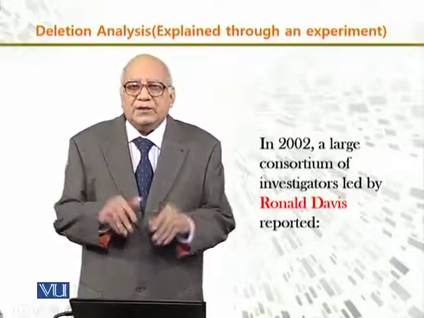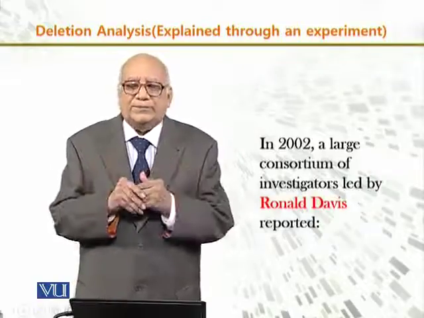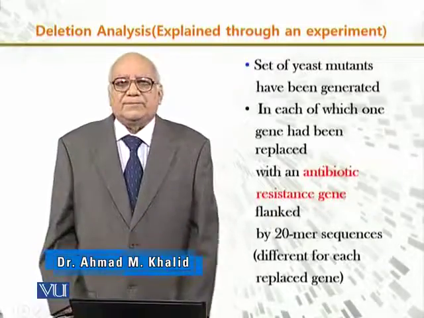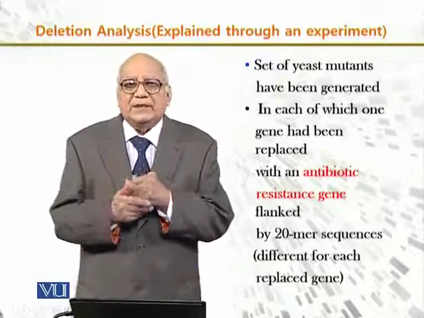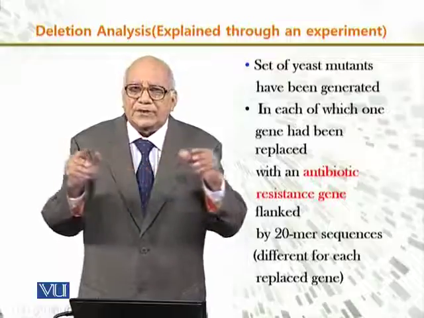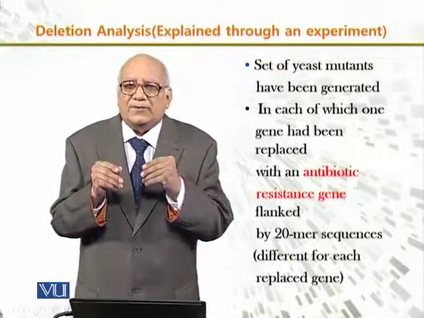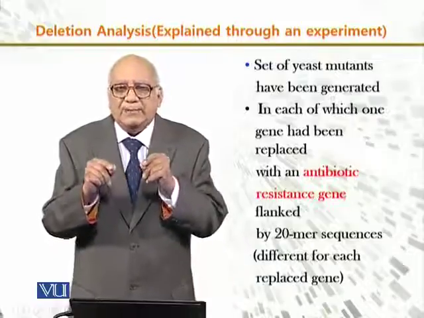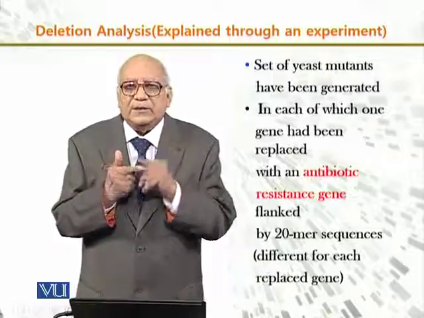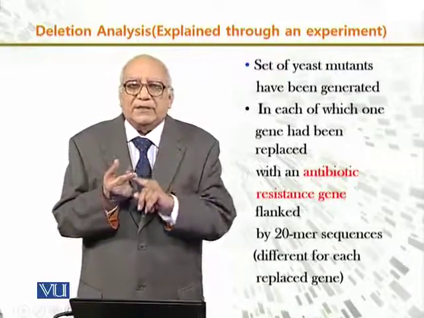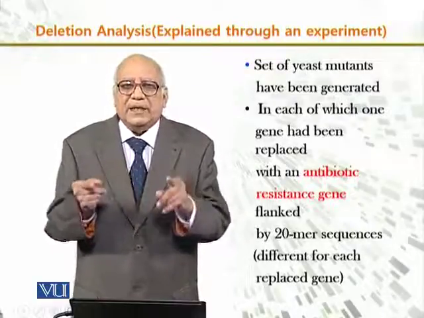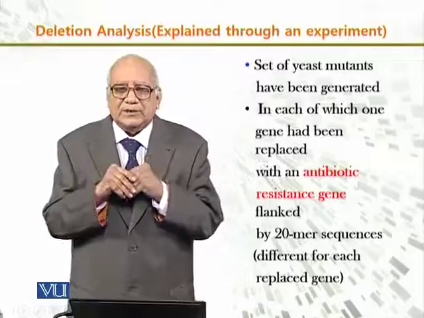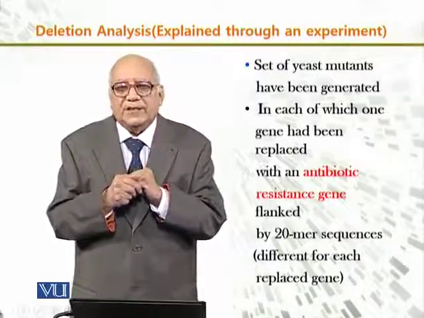2002, a large consortium of investigators, a large group of scientists led by Ronald Davis, found and reported a set of yeast mutants they had generated. In each mutant, one gene had been replaced with an antibiotic resistance gene. They took a large number of yeast mutants in which one gene was replaced with an antibiotic resistance gene, flanked by 20-mer sequences that are different for each replaced gene.